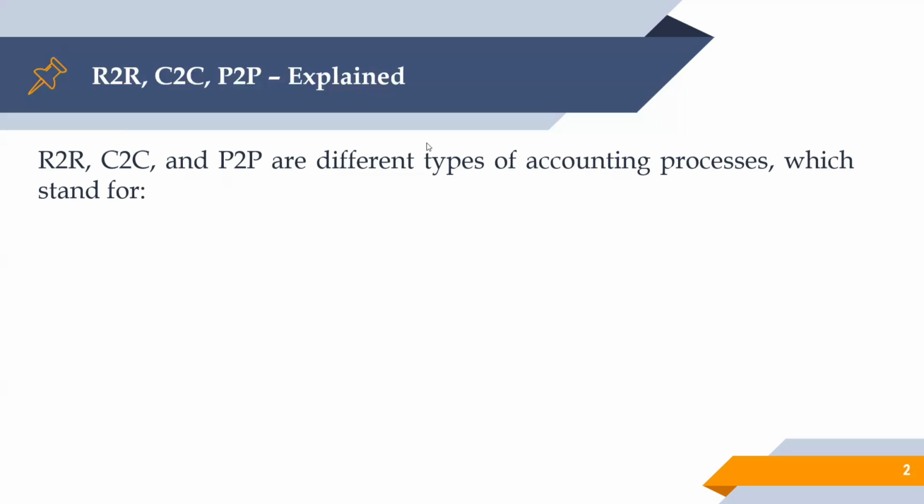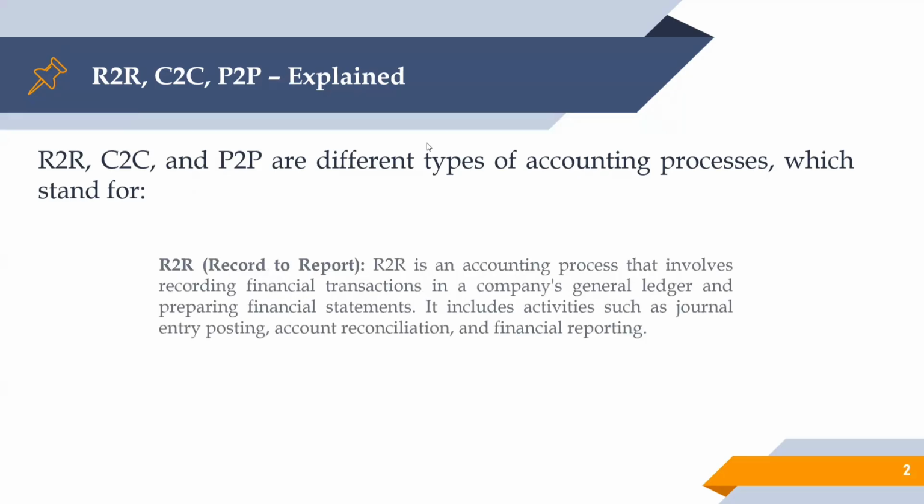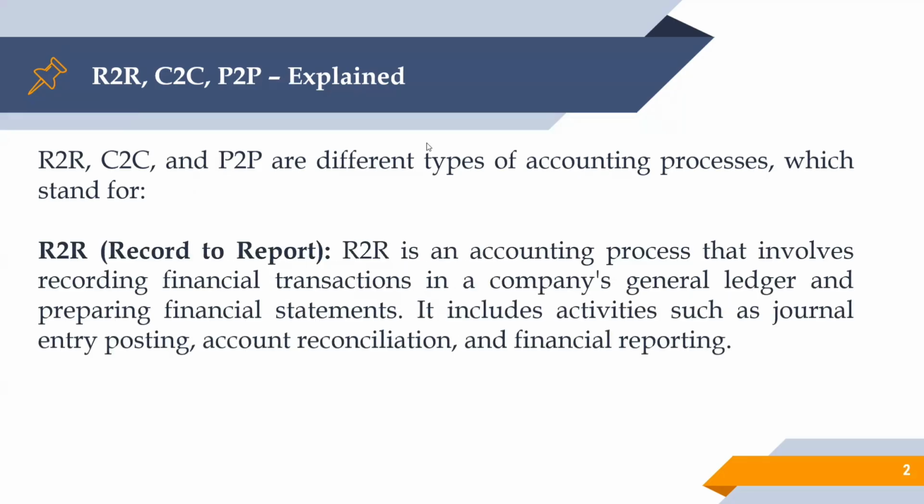R2R, C2C, and P2P are different types of accounting processes. R2R, that's record to report. R2R is an accounting process that involves recording financial transactions in a company's general ledger and preparing financial statements. It includes activities such as journal entry posting, account reconciliations, and financial reporting. So what is meant by R2R? R2R involves the recording of the financial transactions of the company's general ledger and preparing the financials. R2R, that's record to report.